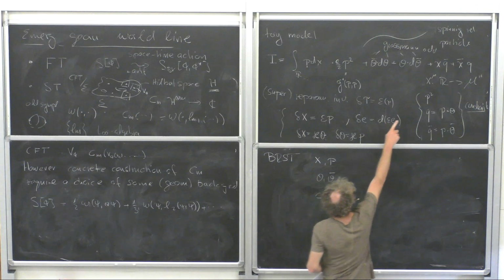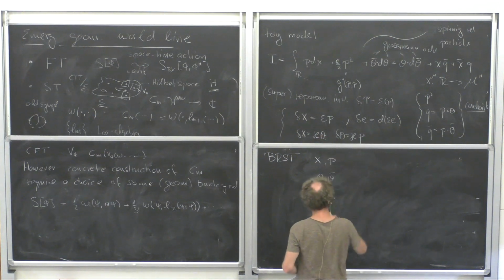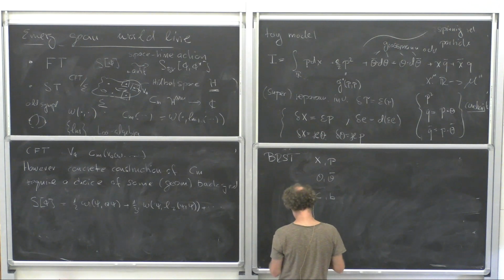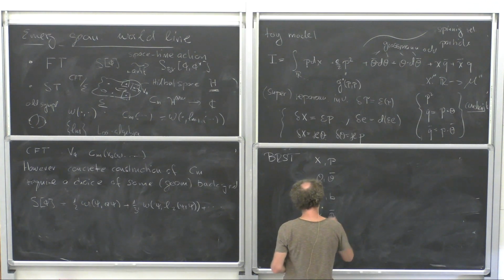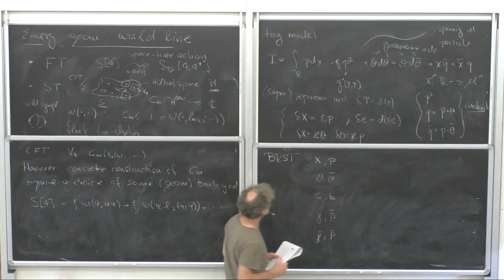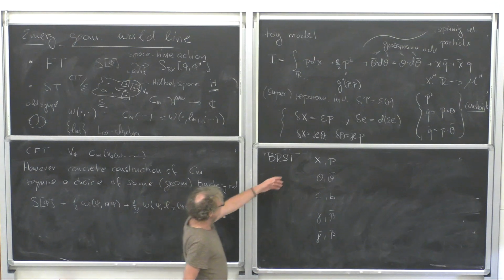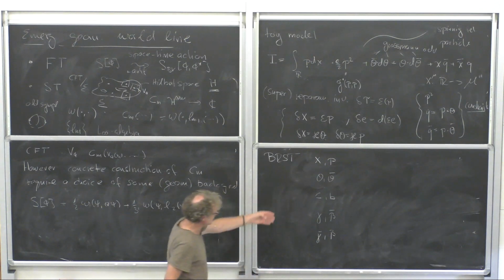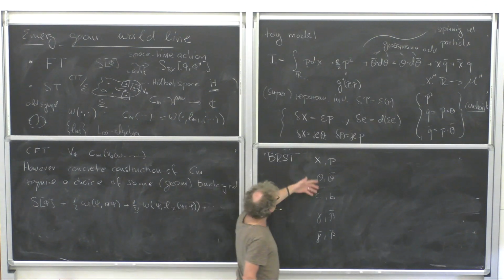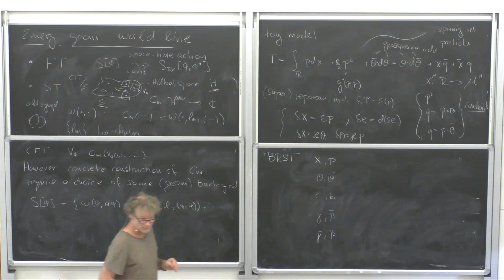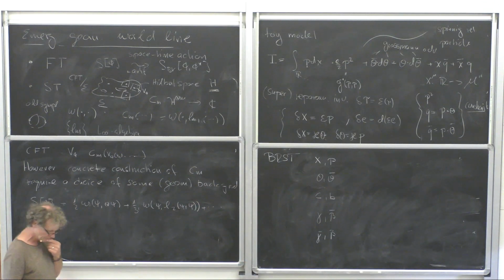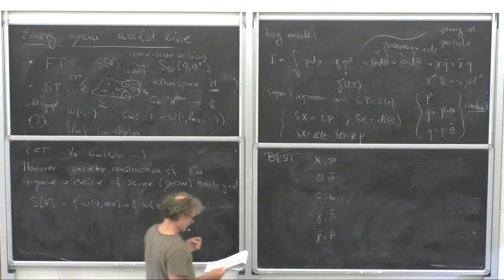And then since I have super reparameterization, I also introduce a pair of super ghosts, which I'll denote by gamma and beta bar, and also gamma bar and beta accordingly. So this is the operator content, if you wish, of the BRST quantization of that worldline.